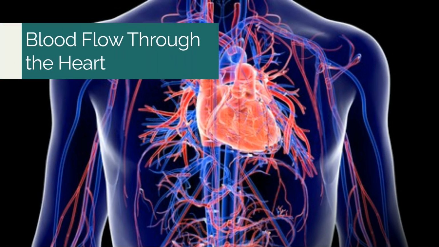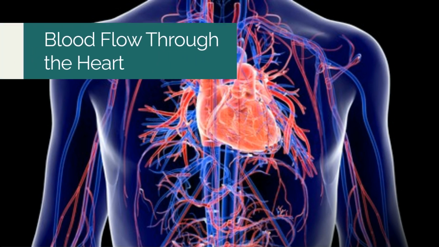Let's put it all together. Blood flows through the heart in a specific sequence. Deoxygenated blood enters the right atrium from the superior and inferior vena cava. The right atrium contracts and sends the blood through the tricuspid valve into the right ventricle. The right ventricle contracts, sending blood through the pulmonary valve into the pulmonary artery and then to the lungs.